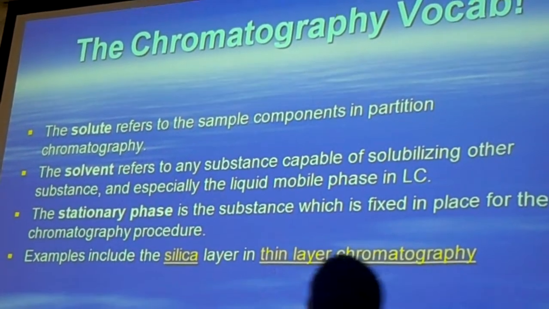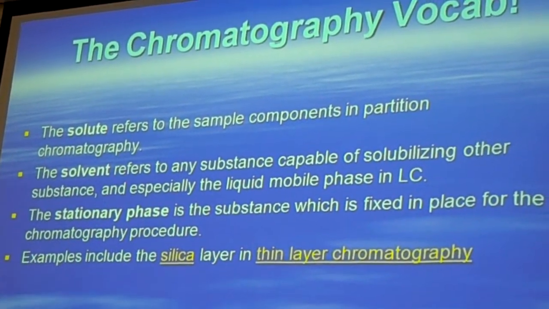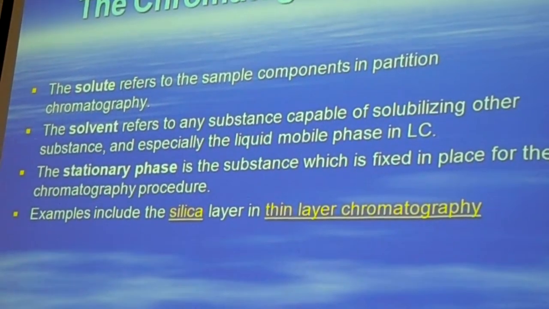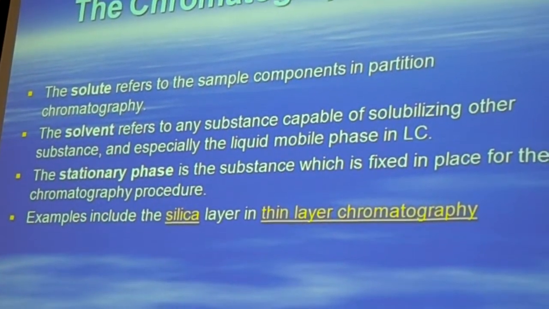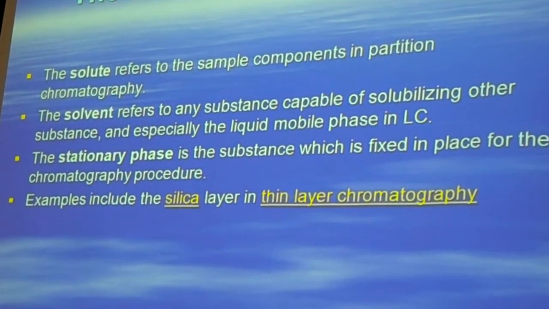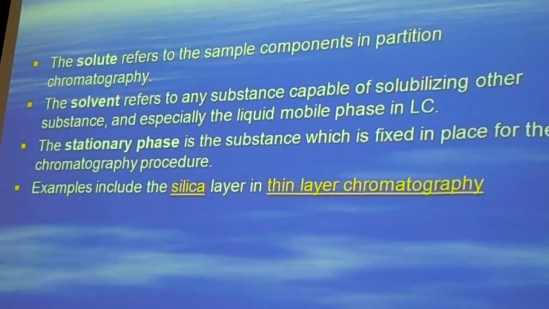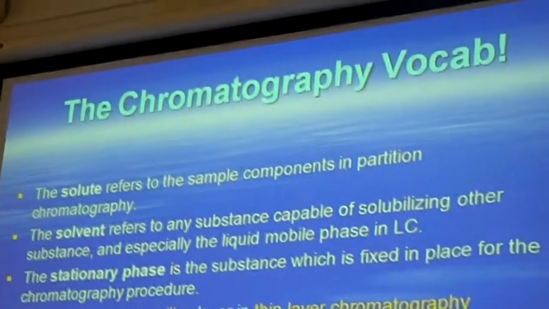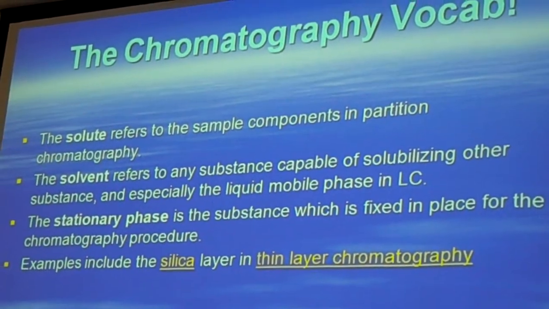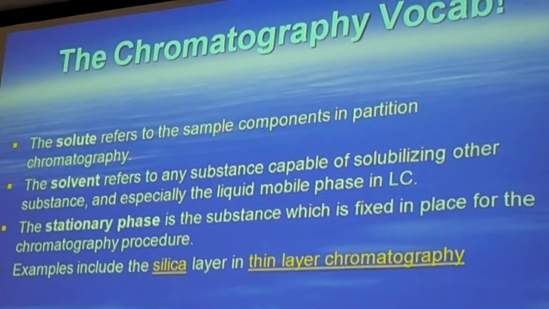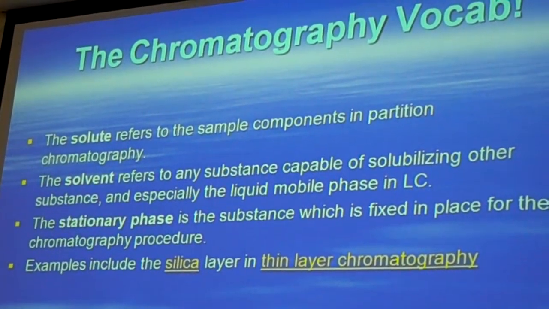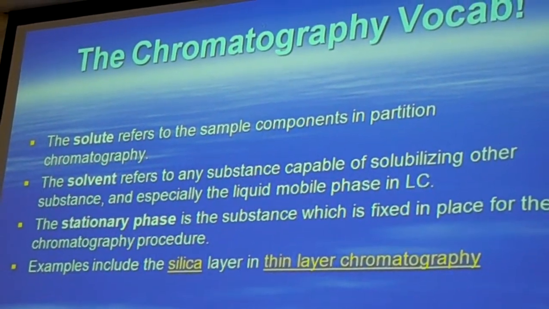The solute refers to the sample components in the partition chromatography. The solvent refers to any substance capable of solubilizing other substances, and especially the liquid mobile phase in liquid chromatography. So the solvent or mobile phase will probably have a polar group and a hydrocarbon group. The stationary phase is a substance which is fixed in place for the chromatography procedure, and it's usually silica.